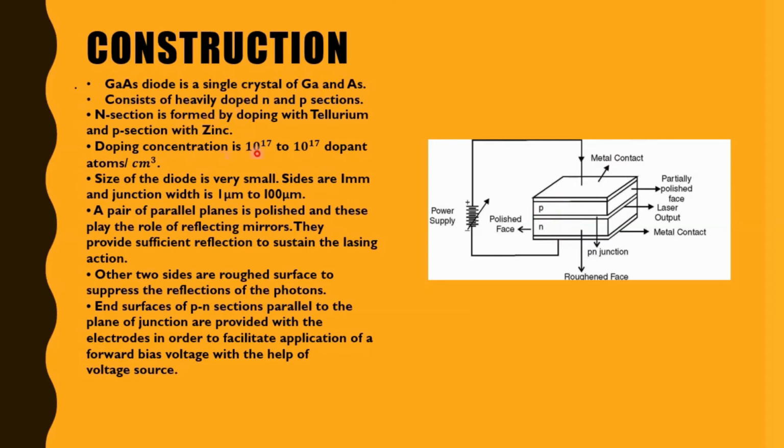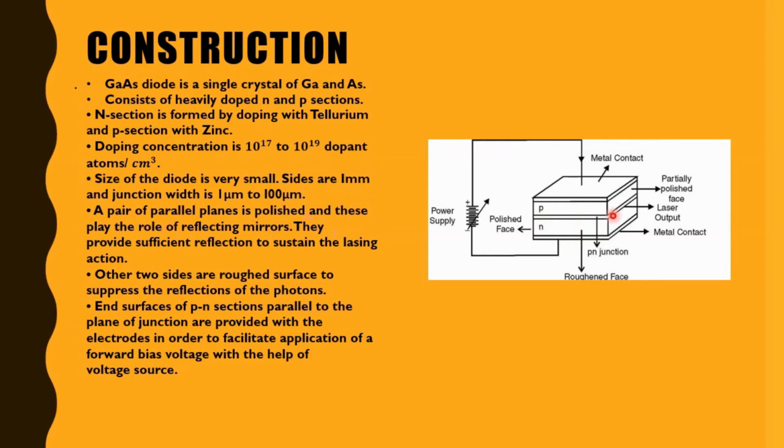The doping concentration ranges between 10 to the power 17 and 10 to the power 19 dopant atoms per cubic centimeter. The size of the diode is very small, about 1 mm, and its junction width is 1 μm to 100 μm. A pair of parallel planes is polished and thus plays the role of reflecting mirrors. They provide sufficient reflection to sustain the lasing action.